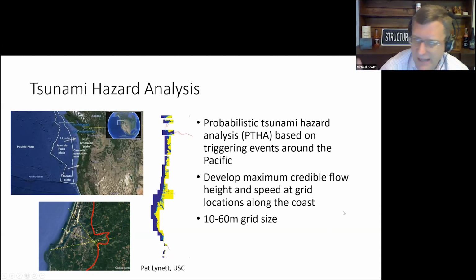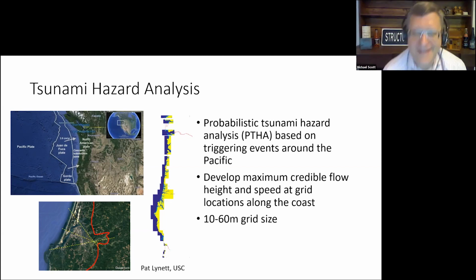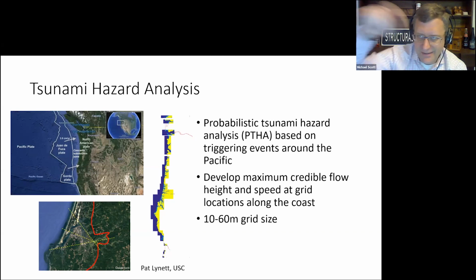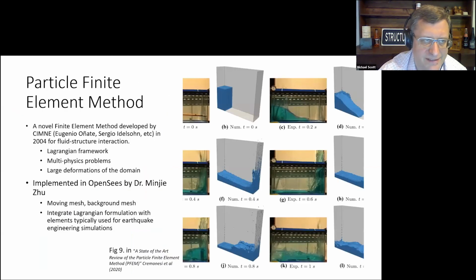Like the maximum credible earthquake, you can also develop maximum credible flow height for a tsunami, and then flow speed at different locations. Depending on where bridges are and how populated different areas are, there was a grid size of 10 to 60 meters where you could determine the maximum credible flow height and speed at each of those grid locations. So that quantifies the hazard. It's the first piece.